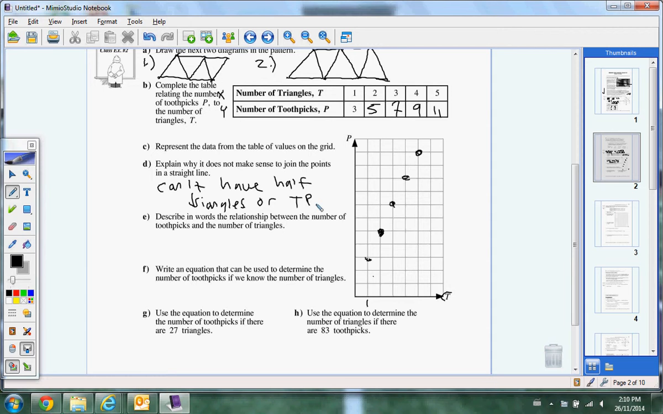So the triangles and the toothpicks have a relationship. So I want you to look at this number and how can you get to 3? This number, how can you get to 5? That same pattern. Got it, Molly? What is it? Right. Good. Multiply the number of triangles by 2 and add 1. So 2 times 1 is 2 plus 1 is 3. 2 times 2 is 4 plus 1 is 5. 2 times 3 is 6 plus 1 is 7, etc. So times 2 plus 1.